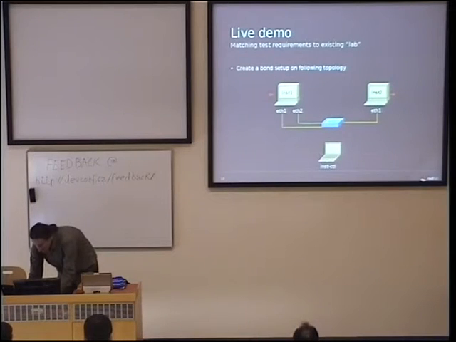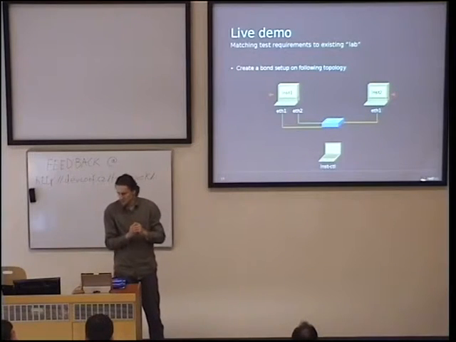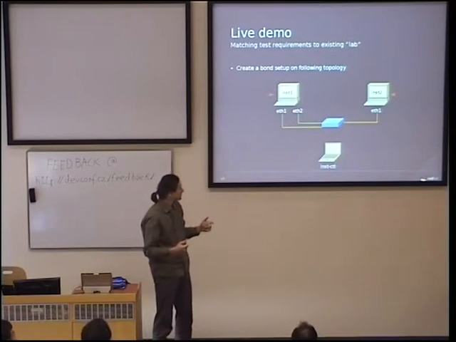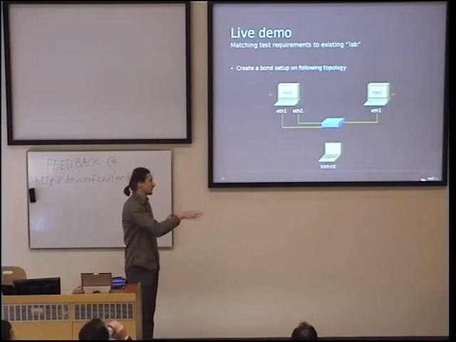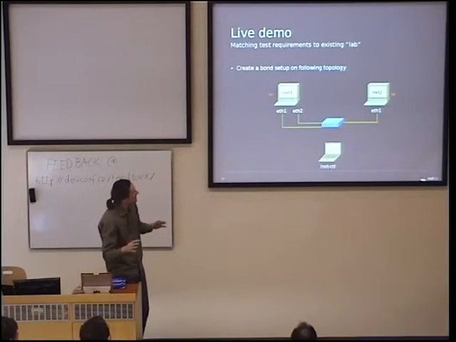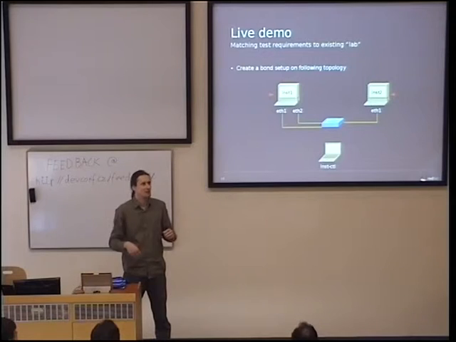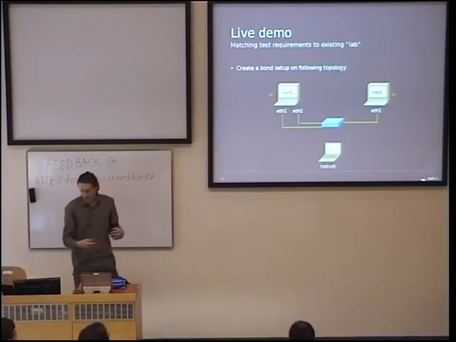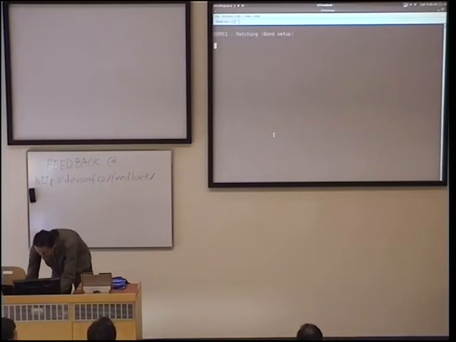First demo, the testbed looks like this. The recipe I want to use is two devices bonded together on one machine. On the second machine, I require only one interface, and then run. Well, actually, I won't be running any tests. I will just show you the feature that you can check how the match will look. So let's go to the demo. Demo one, matching, bond setup.